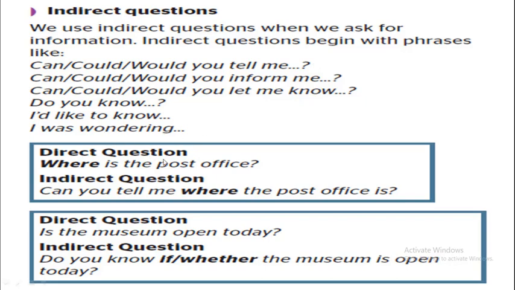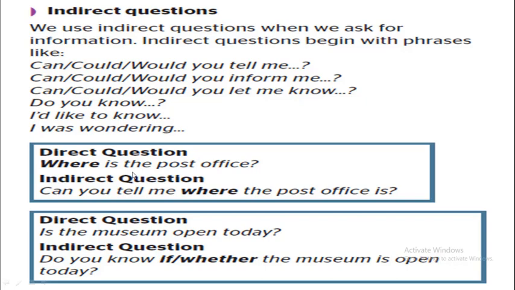Let's make a comparison between a direct question and an indirect question. The first direct question is, where is the post office? If we want to ask about the same piece of information, but in a more polite way, we may say, can you tell me where the post office is? And not where is the post office.